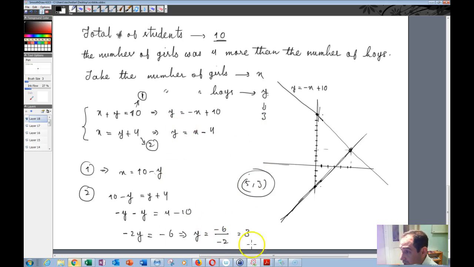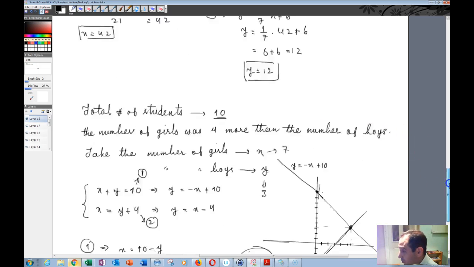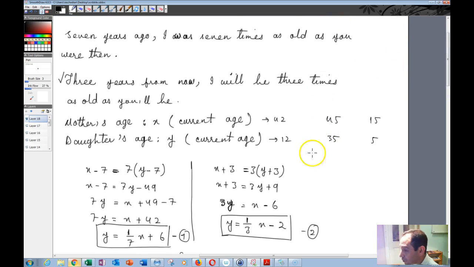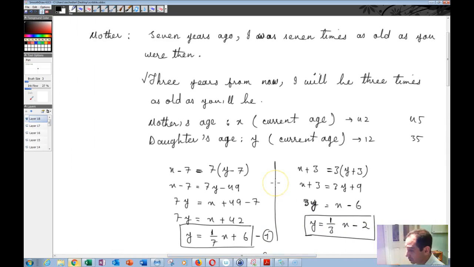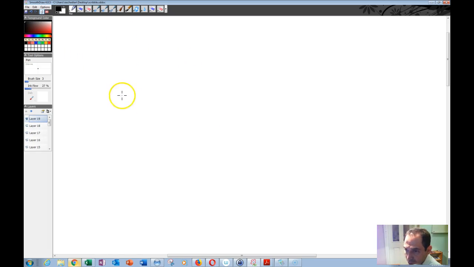Now that you know the number of boys here, you can use any of these equations. For example, x plus y is equal to 10, and you know that your y is equal to 3, so x plus 3 is equal to 10, so x is equal to 7. So you had 7 girls and 3 boys over there. So that's another thing over here. Let's do another example here, and there is a ton of these examples that you can do, but the important thing is that you basically write your equations algebraically, and then of course you can solve them. There is nothing really complicated about them.